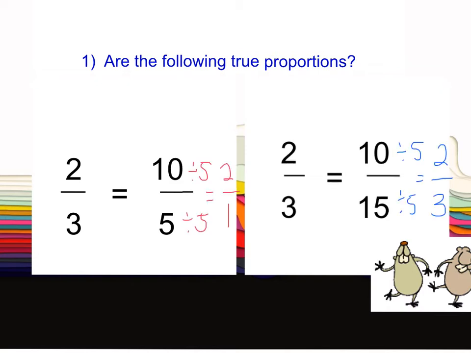Okay, hopefully you paused and tried these on your own. Let's take a look at what I wrote down so far. On the first example here, I could not reduce 2/3, so I reduced 10 over 5 by 5s, and I got 2 over 1. Since they are not the same ratio, this proportion is not true. Let's try the second one. Can't reduce 2/3, but I can reduce 10 over 15 by 5s, and I get 2 over 3. Since these ratios are equivalent, the proportion is true. So this is yes, true.